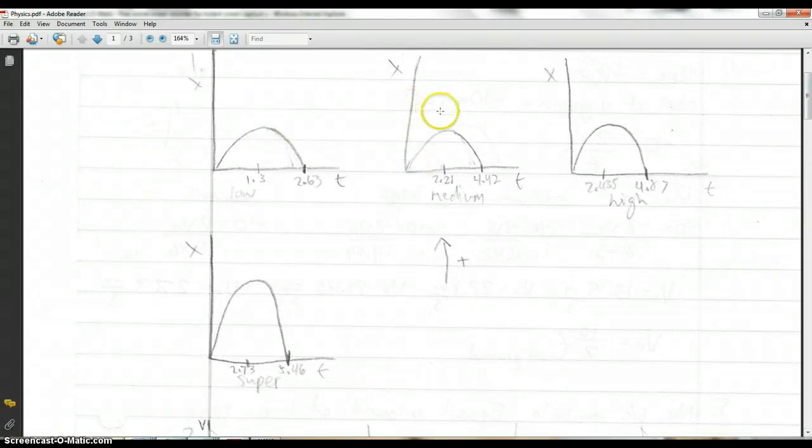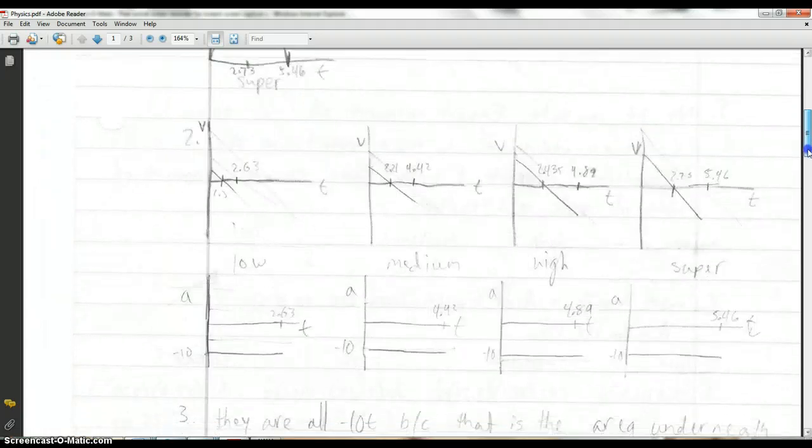Here's for the low, medium, high, and super. As you can see, I have the times written down for where they ended and therefore at their highest point, which is in the middle. And they travel more distance the higher it goes. So low goes up less than medium and high and super and so forth. And same thing for the velocity graph.